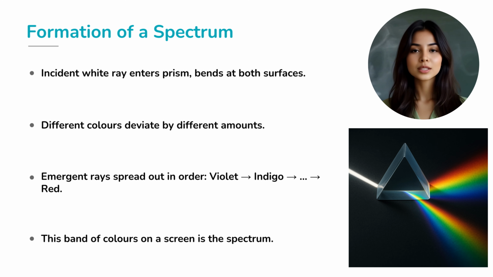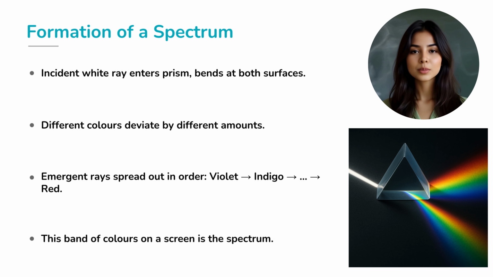Picture this, a simple triangular prism sitting in the path of white light. The incoming ray enters, bends at the first surface, and then again at the second surface. But here's the twist, different colors take slightly different paths.